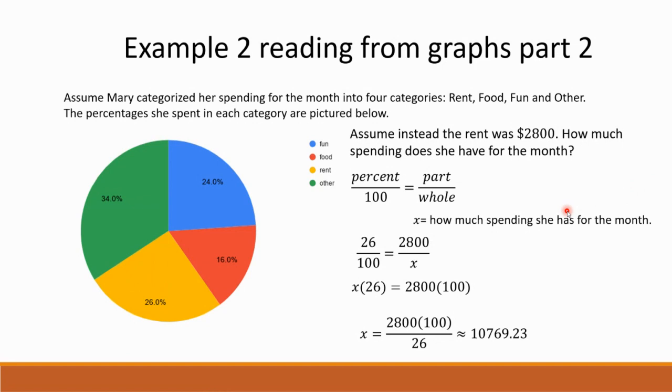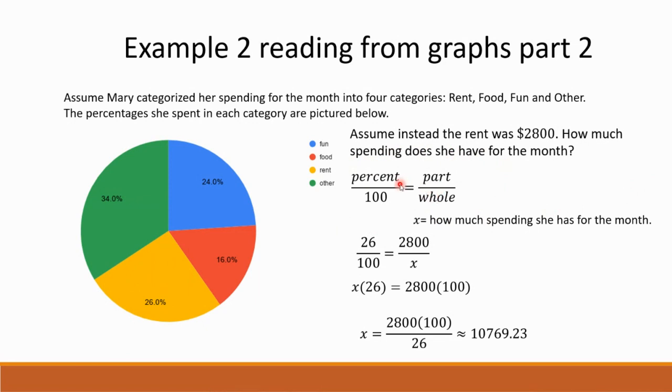All right, so how do we do that? Well, to get her spending for the entire month, we're saying that 26% of it is $2,800, okay? So we want to know 26% of what is 2,800. That's basically what we're looking for. And this was something from chapter 4, this equation that we're working with, okay? This is really what we're going to use to help us.